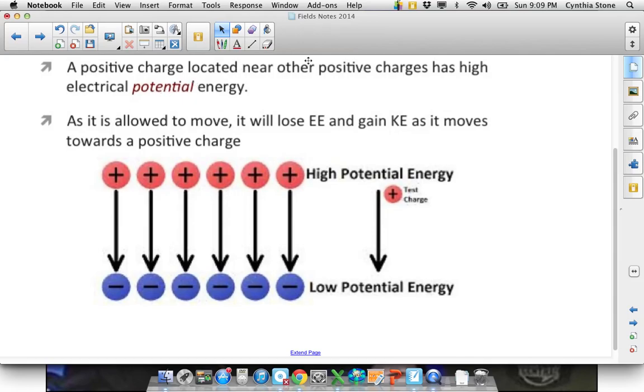So a positive charge located near other positive charges has high potential energy, or a negative close to negative charges, by the way. But as this thing is allowed to move, it loses electric potential as it comes near here, because once it gets to this negative charge, if I had a positive charge sitting right here, it's got no electrical potential because it's happy. It's not going anywhere. But what does happen is it gains kinetic energy, because as it moves through here, it accelerates, right? It goes faster and faster and faster till it gets to this point, and then it doesn't move at all. Just like an object speeding up as it comes to the ground, right? And then it doesn't move at all.